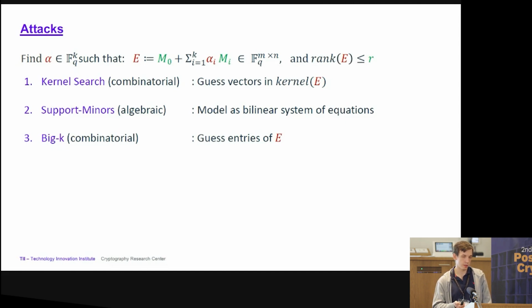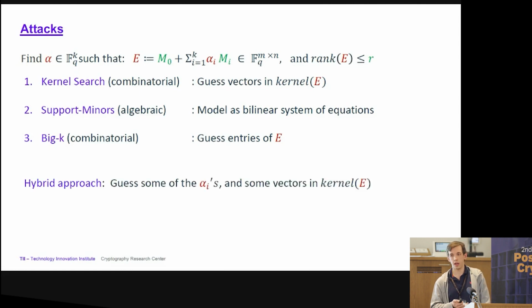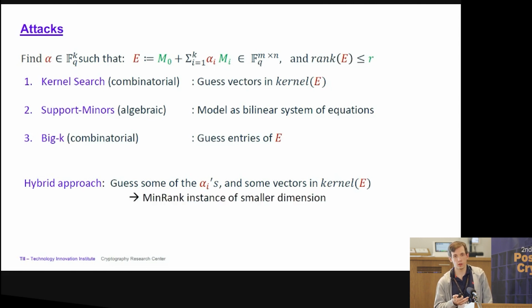On top of that, you can apply a hybrid technique, which guesses some of the alpha i's and some of the kernel vectors. This relates to a reduced dimension min-rank instance, so min-rank with smaller k, smaller m, smaller n. And then you apply one of these three algorithms to solve this reduced instance.